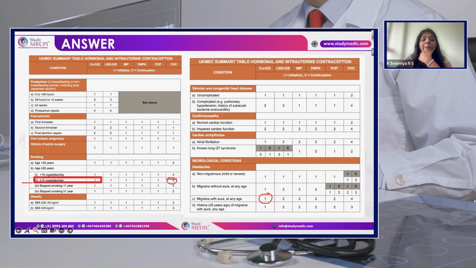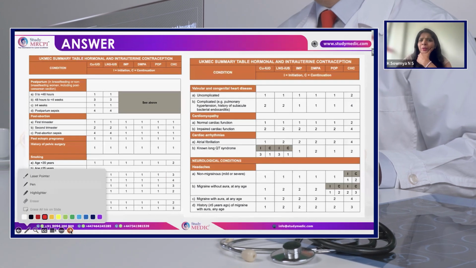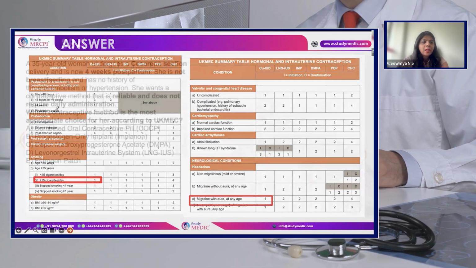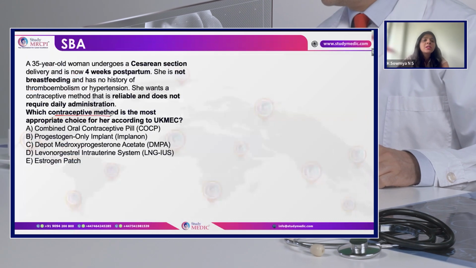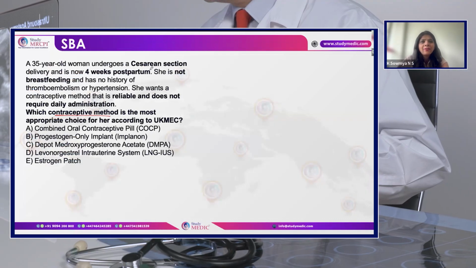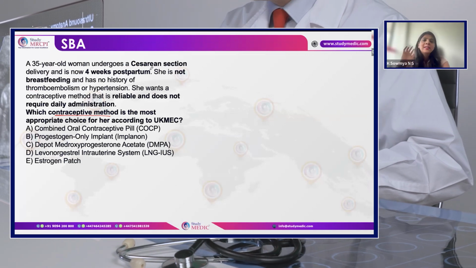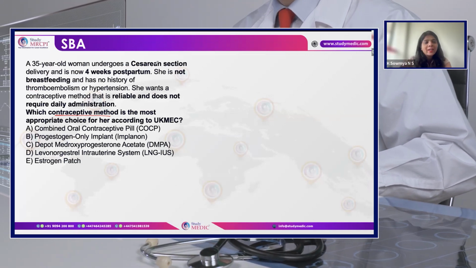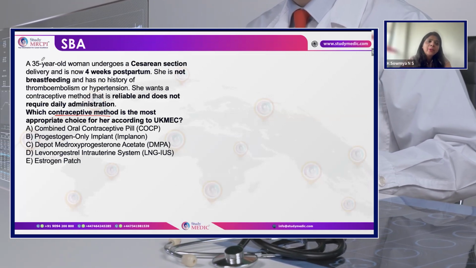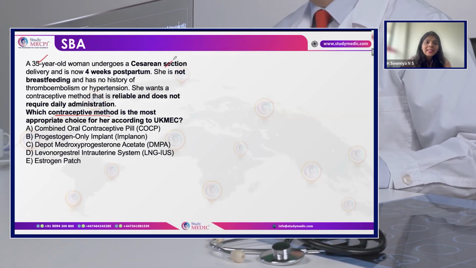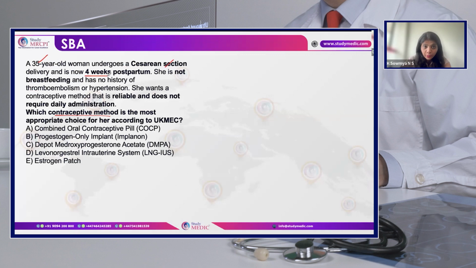So this is how we will be doing the questions today, just to understand different scenarios. So next, contraceptive method, most appropriate choice. I have highlighted the specific parts so that, while you are reading in the exam, they are not highlighted, but it is for your quicker understanding. A 35-year-old woman undergoes cesarean section, now 4 weeks postpartum.